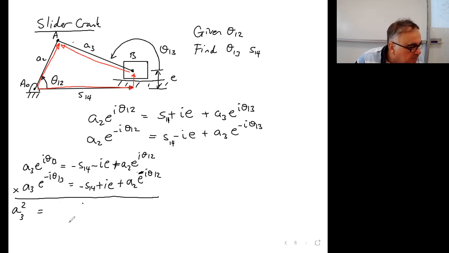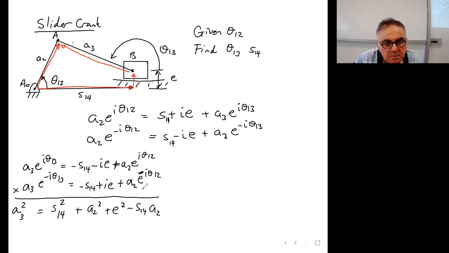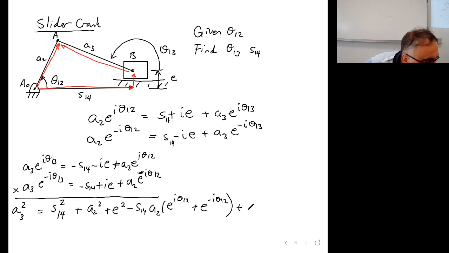Is equal to. Okay, now we multiply everything here. Let's do that. It is S14 squared is these terms multiplied plus A2 squared plus E squared actually, minus now the cross terms, S14 A2, e to the I theta 1, 2 plus e to the minus I theta 1, 2, plus you have IEA2.